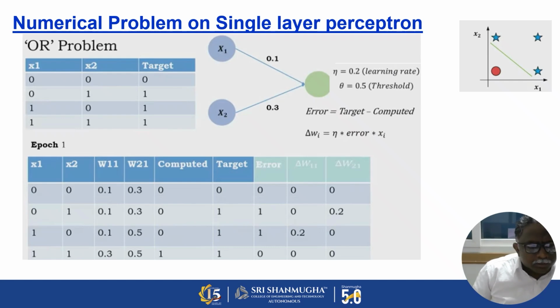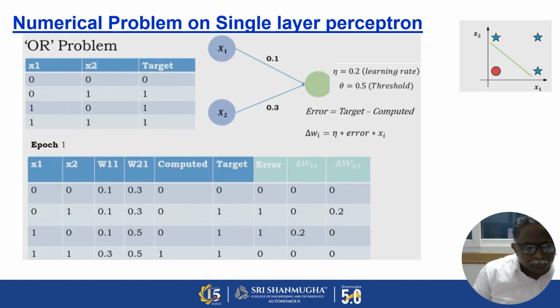So, epoch 1. Already we fixed 0.1 for W11, and the other is 0.2, and W1 is 0.1, and W21 is basically 0.3. So this is our initial input: 0, 0, and the weights 0.1, 0.2 and 0.3. When we computed all these, we got no error, and the updated weights are going to be the same, so the change in weight is going to be 0, 0.